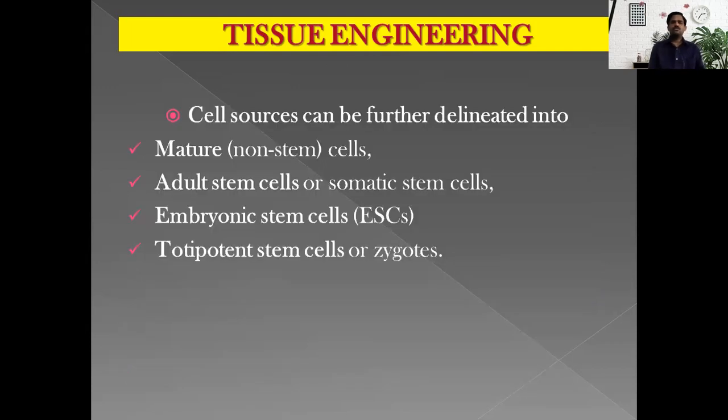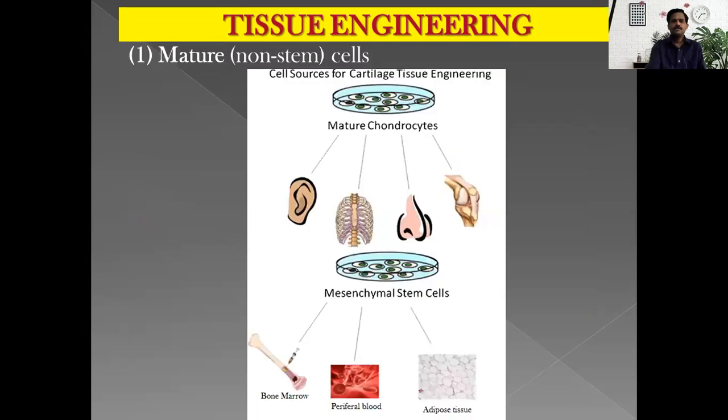Now cell sources can be further divided into 4 categories, and these 4 categories are mature, that is non-stem cells, adult stem cells or somatic stem cells, embryonic stem cells, and totipotent stem cells. So we will see all these 4 cell sources with their examples. First one is mature or non-stem cells.